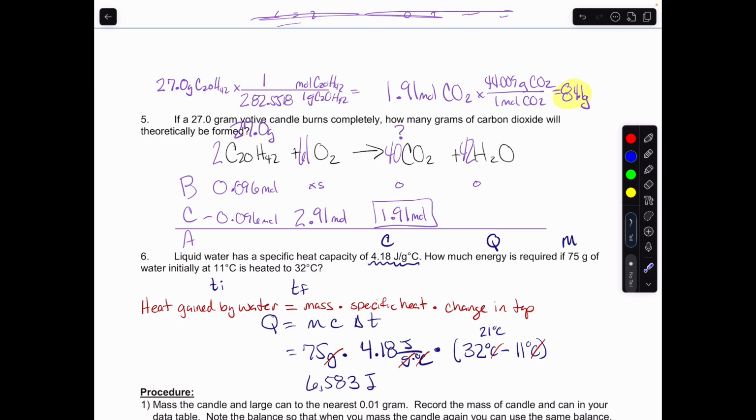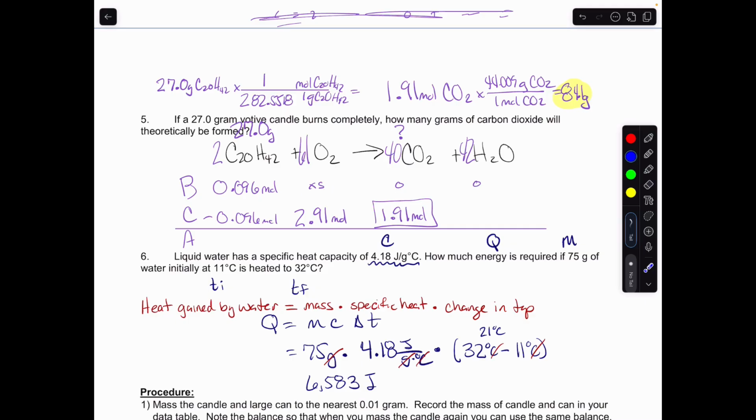And before, I need to plug in values that are in moles. So I have to turn that 27 grams into moles. And here's the molar mass for the paraffin wax. Okay, and so when I did that math, I got 0.096 moles of this. I'm assuming there's excess oxygen, and of course there are no products.